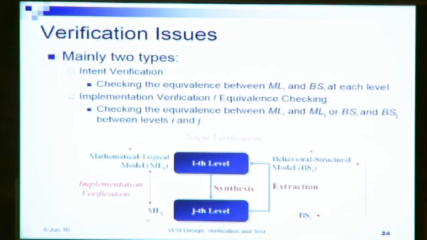At level J, I have this MLJ as the mathematical or logical specification. Correspondingly, I will also have a behavioral structural model. This BSI represents the behavioral structural model at the ith level, and BSJ represents the behavioral structural model at the jth level. Okay, and we say that what is intent verification?